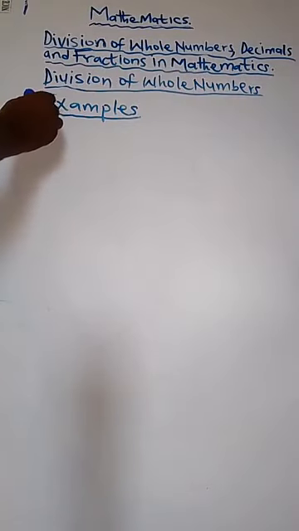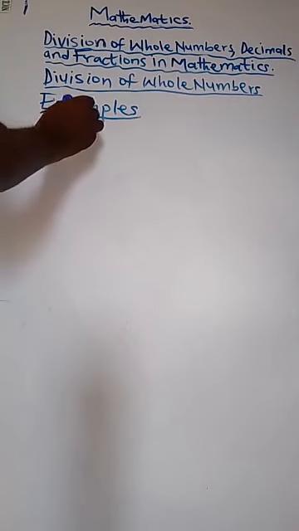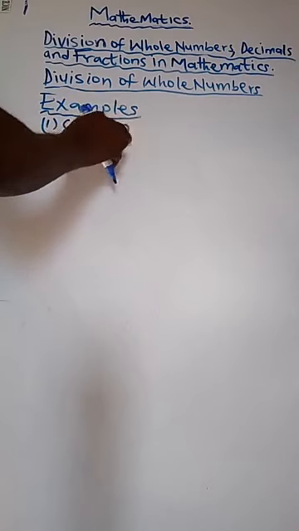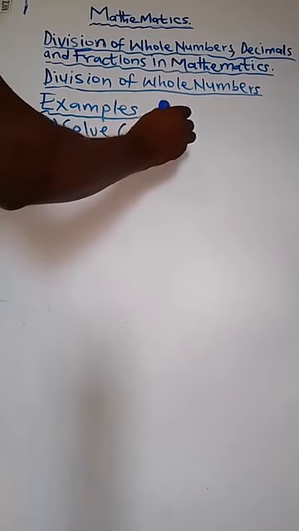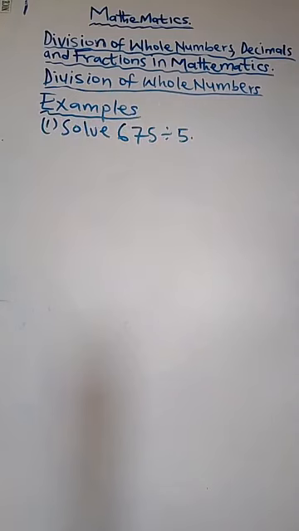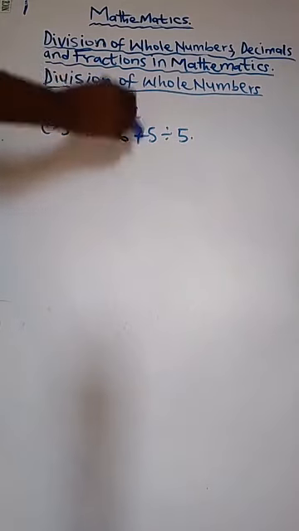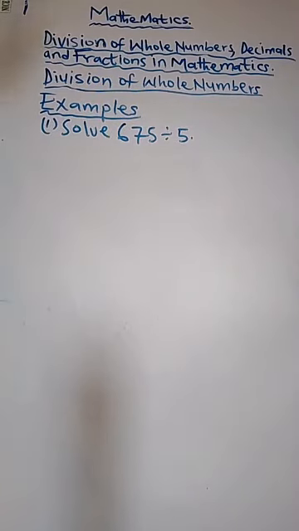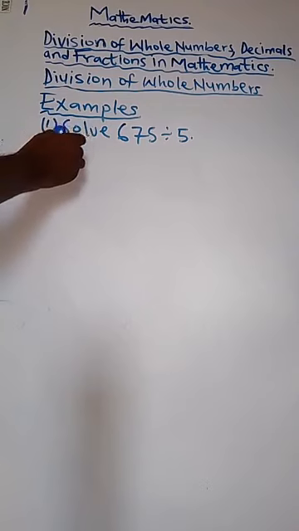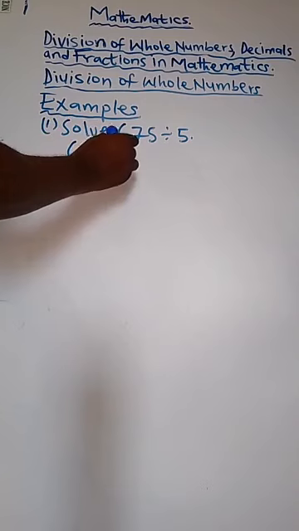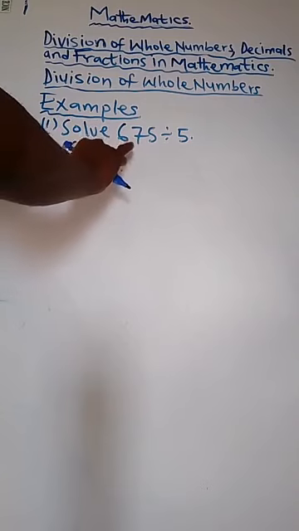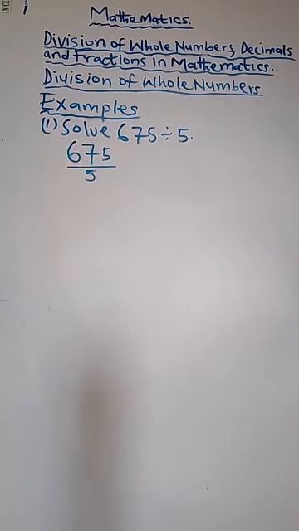In mathematics, let's say you have a question that says solve 675 divided by 5. Basically, the question is just asking us to use 5 to divide 675. You can write the question like this: 675 over 5. Don't forget, this sign is the same thing as division. I've explained that in our previous video under basic operations in mathematics. If you still don't understand what I just did, you can go and watch the video again.